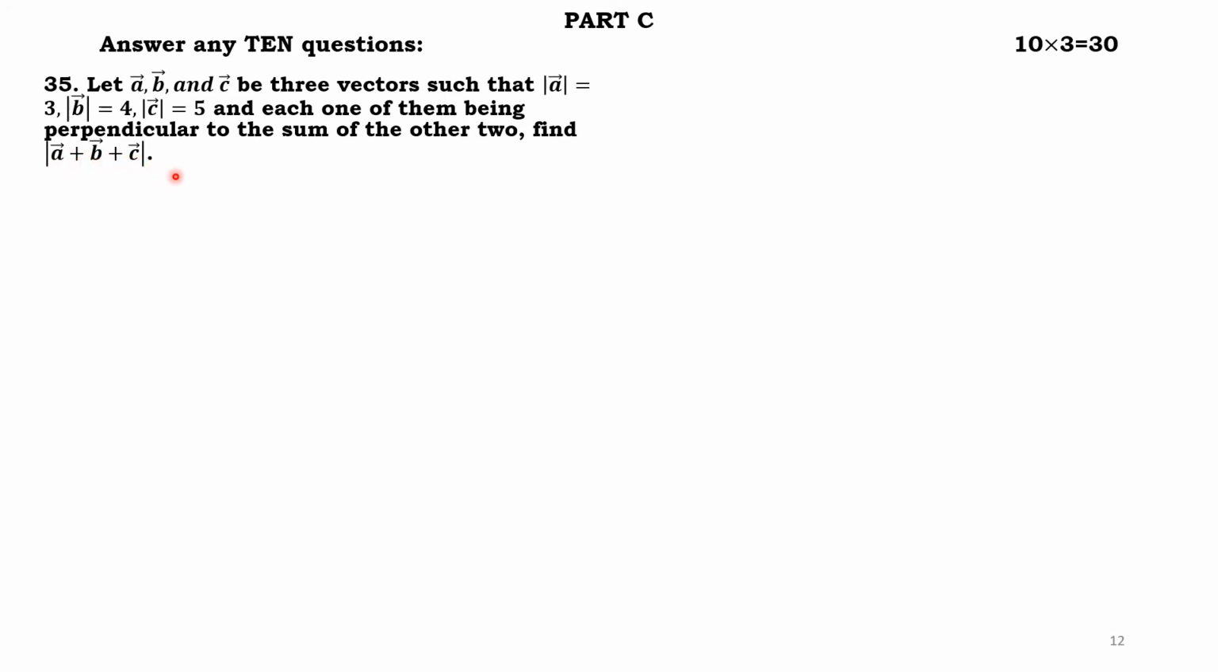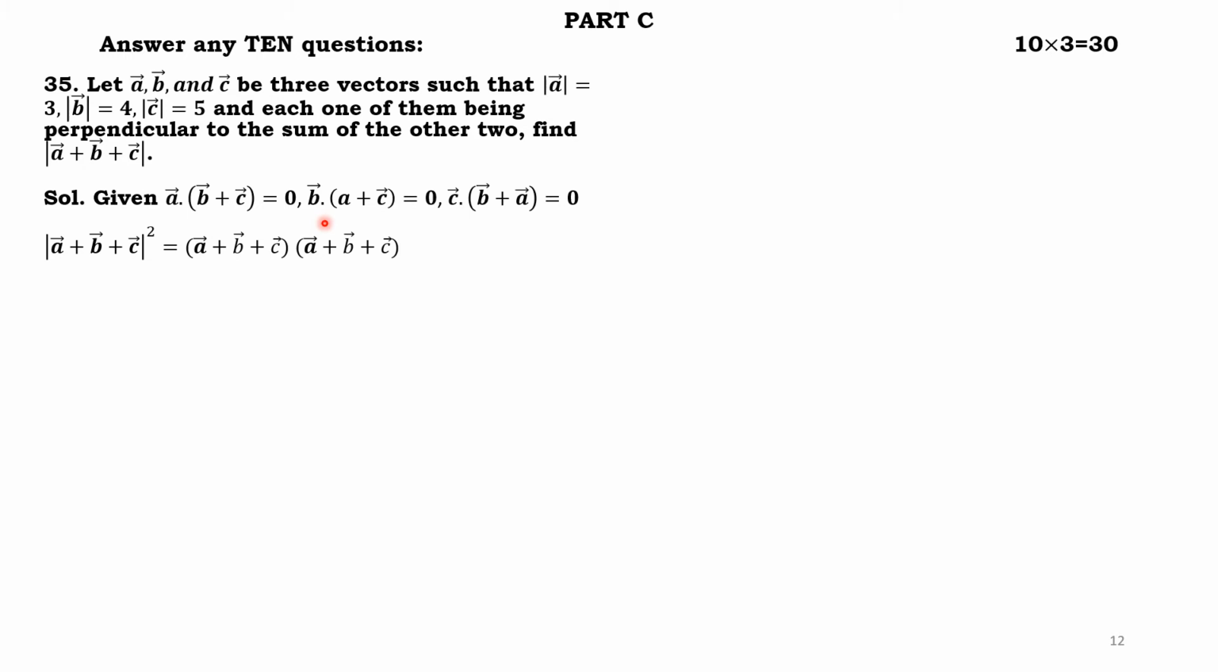Let us solve it. Given that they are perpendicular, it means the dot product is 0, since the angle is 90 degrees. Therefore, vector A dot (B plus C) is equal to 0, vector B dot (vector A plus C) is equal to 0, and vector C dot (vector B plus A) is equal to 0. This you have to remember: the dot product of two perpendicular vectors, when the angle is 90 degrees, is 0.